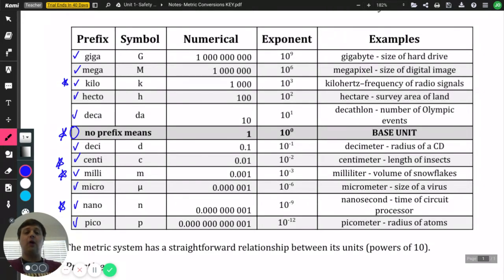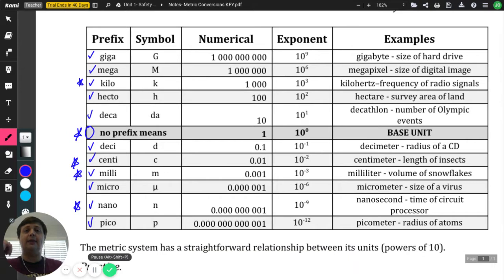Well, for me, I have always done a saying. Okay, and I think probably some of y'all have heard this saying. The saying is, King Henry died by drinking chocolate milk. King Henry died by drinking chocolate milk. So, King stands for kilo, Henry is hecto, died is deca, by would be where your base is. Drinking chocolate milk. Okay, so King Henry died by drinking chocolate milk. If you can remember that saying, then you can figure out all of your prefixes that are 100% important for chemistry.